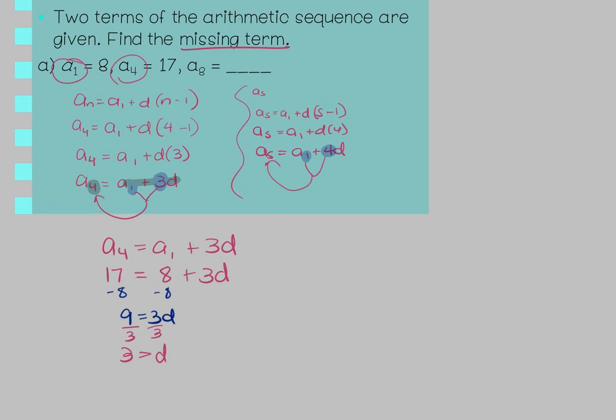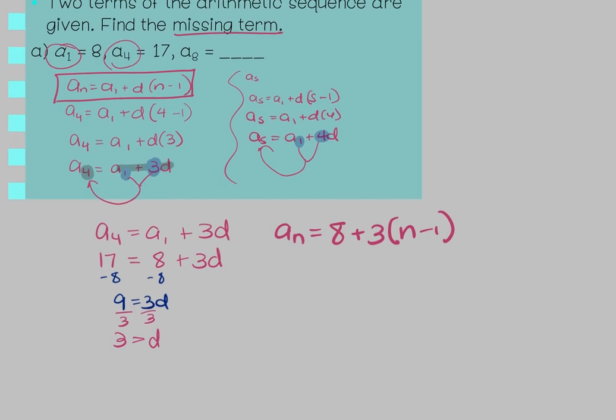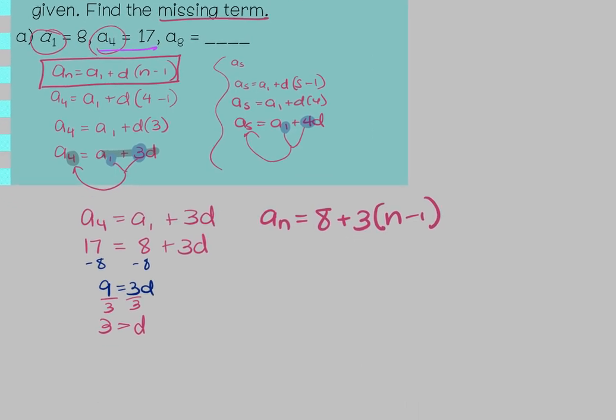So I can either go back to the beginning and say AN equals A1, which is 8, plus D, which is 3, times N minus 1, and I can plug 8 in there. Or I can use the A4 term, and I can say AN equals 17 plus, what would be the difference from 4 to 8? 4. I could say 4 times D, and I could use D as 3.